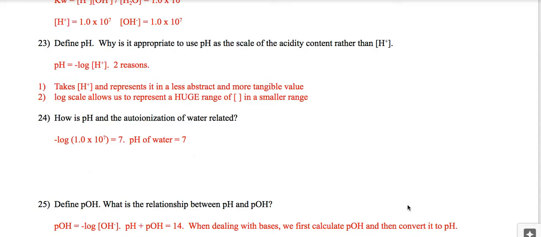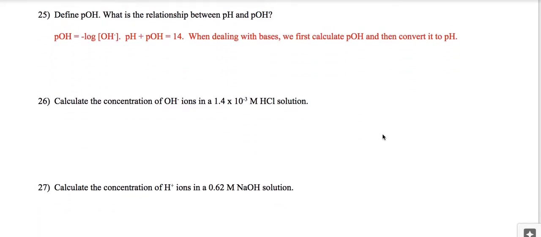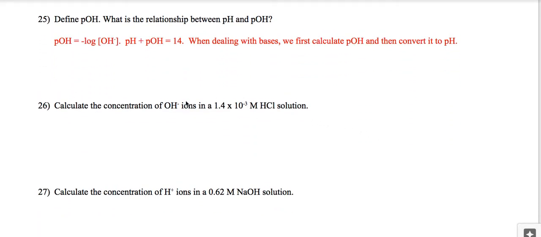Just talked about that. pOH and pH are exactly the same, only pOH is looking for the concentration of the hydroxide ions. And then this relationship is really important right here. Anytime that we work with a base, we solve for pOH first, and then we can convert it into pH.